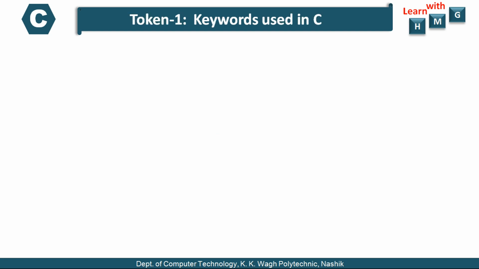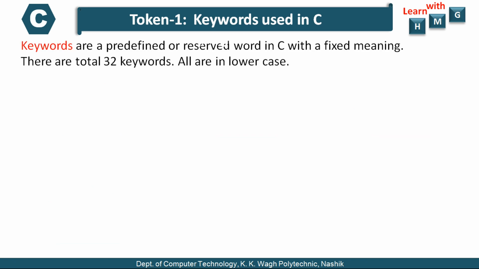First of all, token number one is keywords. A keyword is a predefined or reserved word in C with a fixed meaning. There are certain standard words which are already defined as a part of the C language, and they are reserved for a specific purpose. You cannot use them for another purpose. There are 32 keywords, and all are in lowercase.